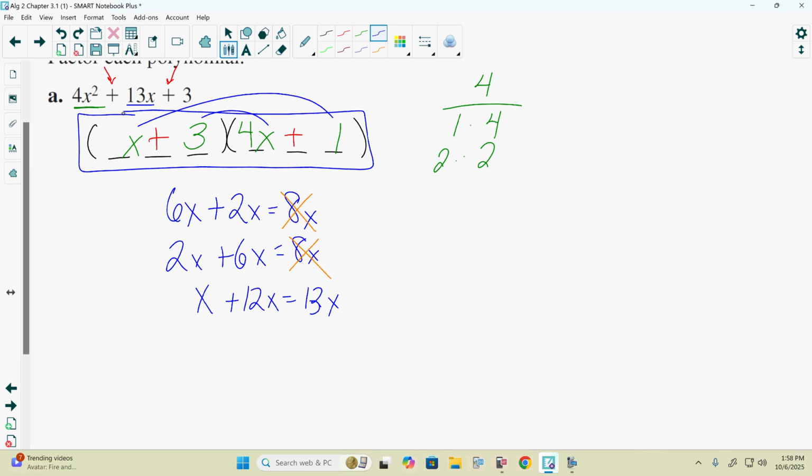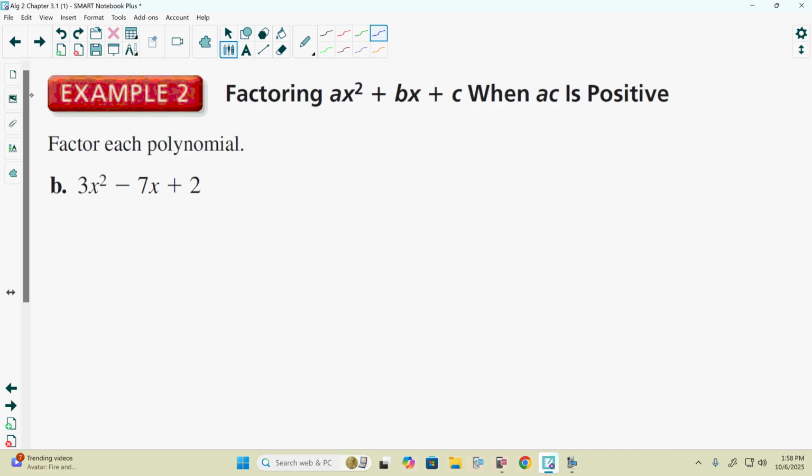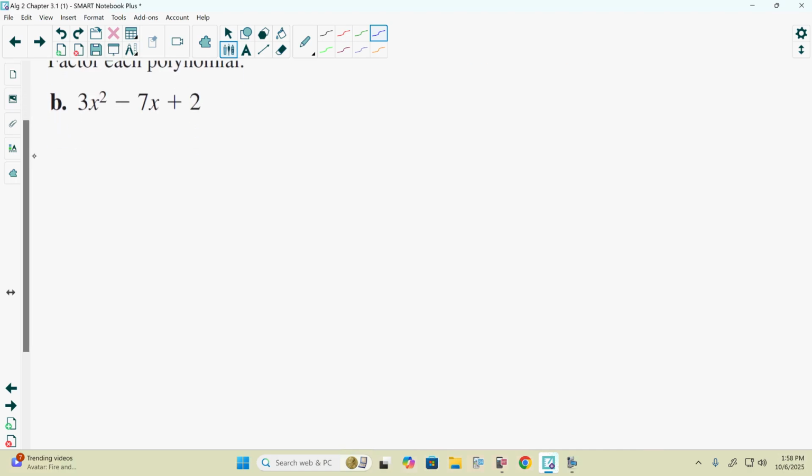Are you ready for the next one? 3x squared minus 7x plus 2. Is there a greatest common factor between these three terms? No. And since there is no greatest common factor, we just move on to step number 2. Our 2 sets of parentheses with 3 spaces. What's our sign for our third term? Positive. So the signs of the statement are going to match the sign of the middle term. Since the third term is positive, the signs are the same and match the sign of the middle term, so our signs are going to both be negative.